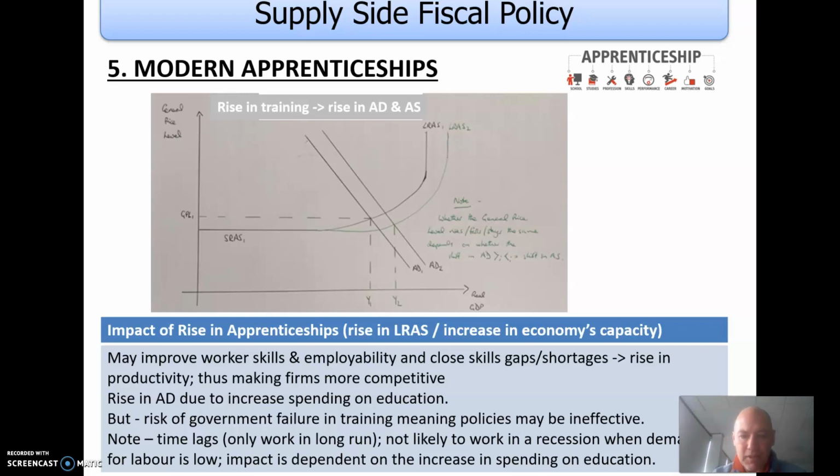But there's a risk of government failure in training if policies are not effective, if it's the wrong type of training. Note the time lags. These will only work in the long run, and also they're not likely to work in a recession when demand for labour is low. The impact is dependent on the size of increase in spending on education and on its quality.